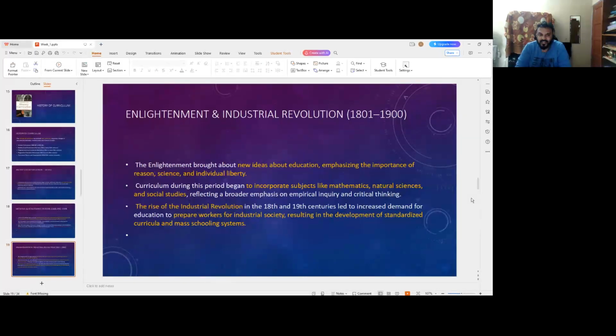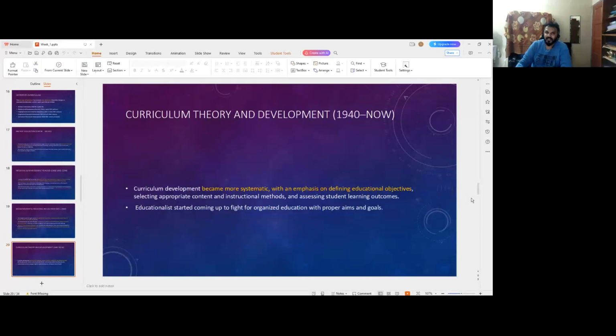And the last one, I would say, the Industrial Revolution, in the 18th and 19th century, moving into the 20th, developed standard curricula and schooling systems. Curriculum theory and development is more systematic, defining educational objectives and creating specific instructional methods to assess students' learning outcomes.